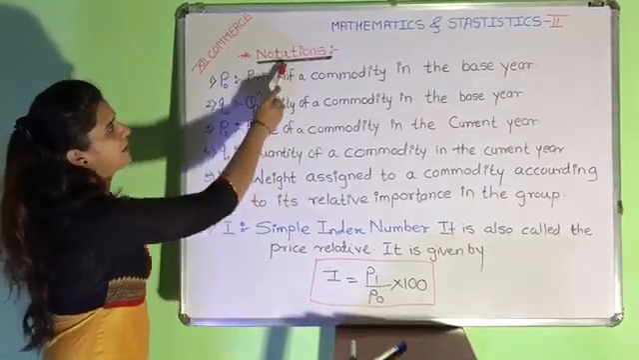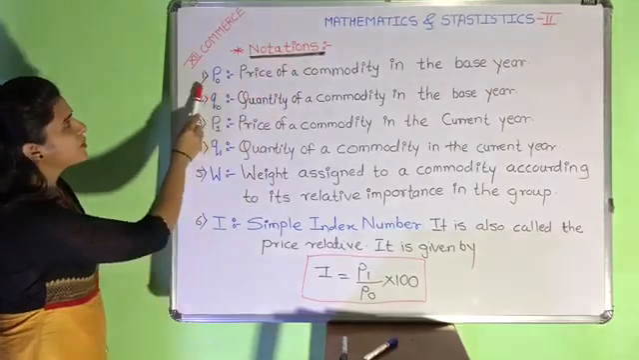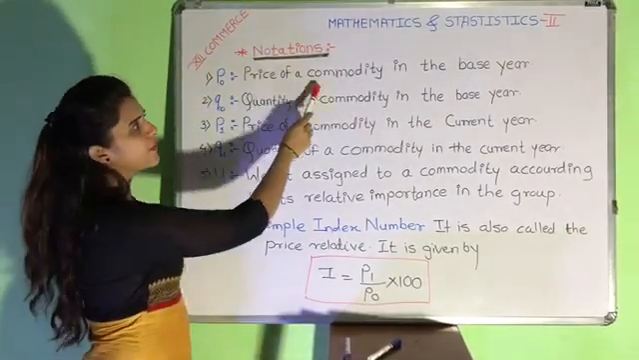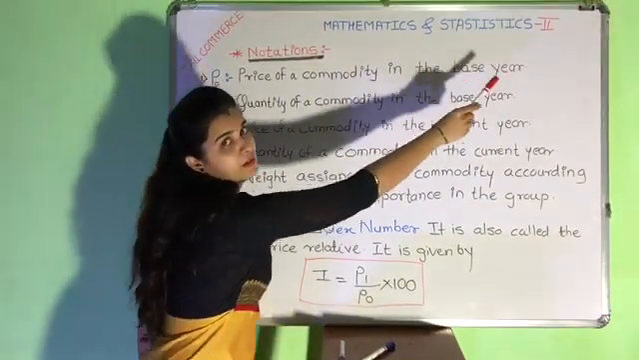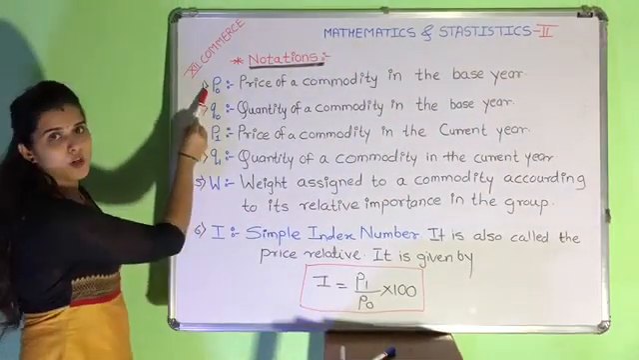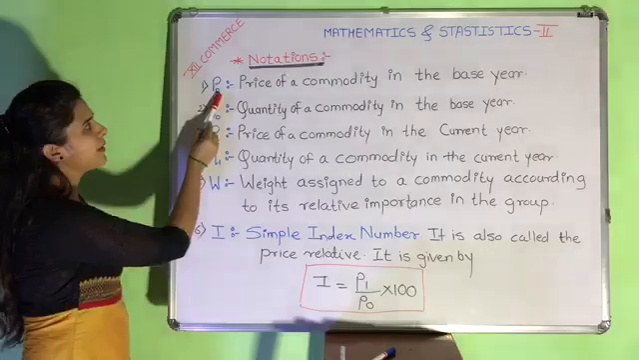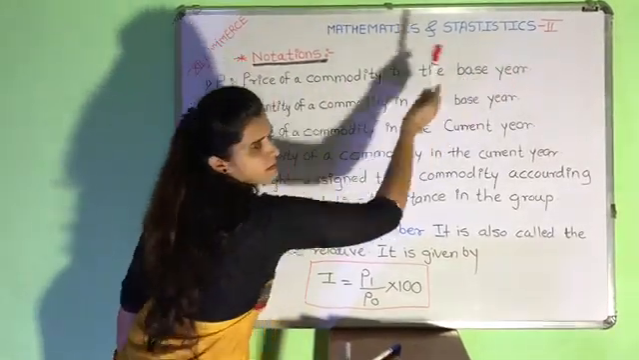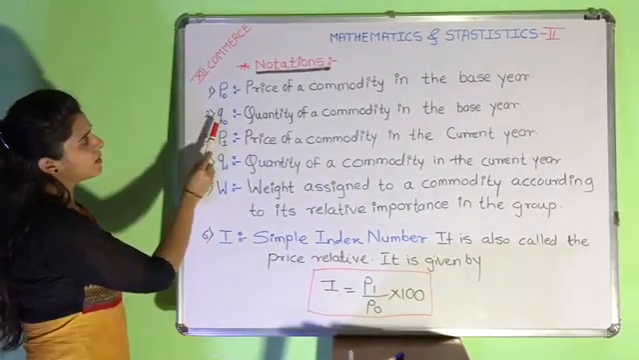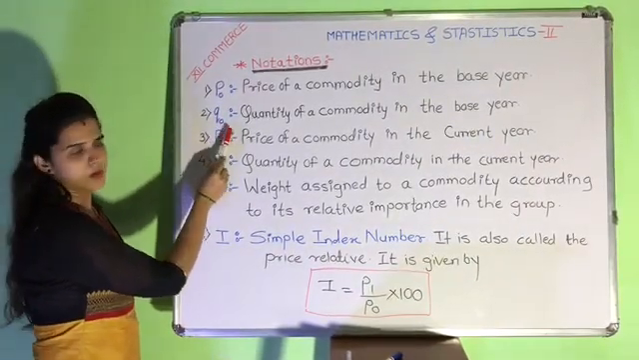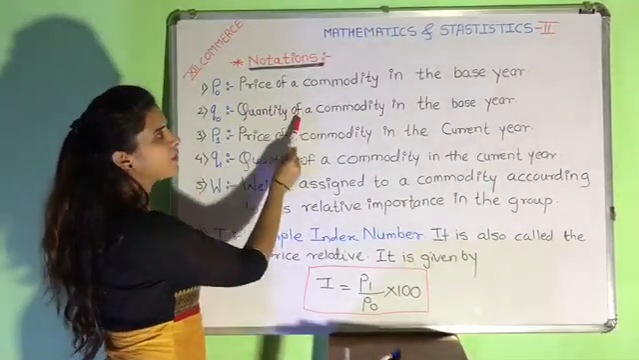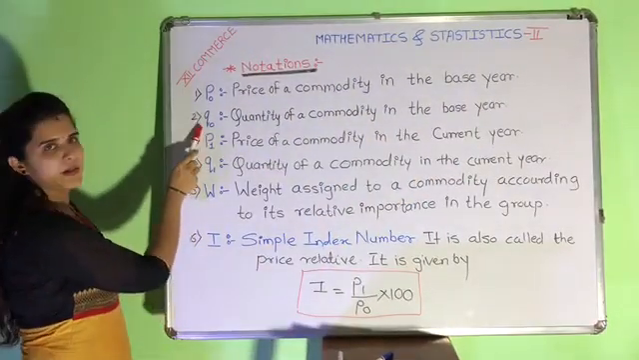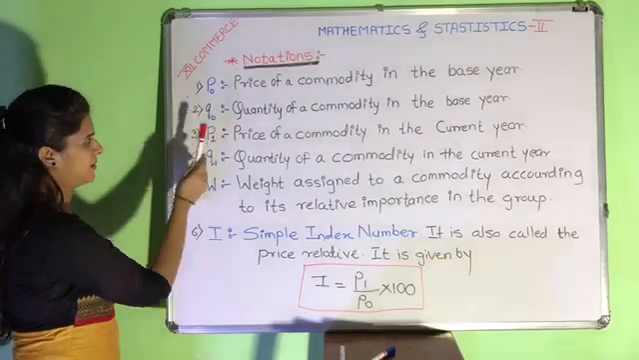Here are some notations. First notation P0. P0 means what? Price of a commodity in the base year. See here, P for price, and I already told you 0 is for base year. Second is Q0. Q0 means what? Quantity of a commodity in the base year. Q for quantity, 0 for base year.